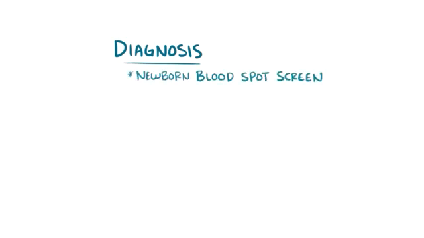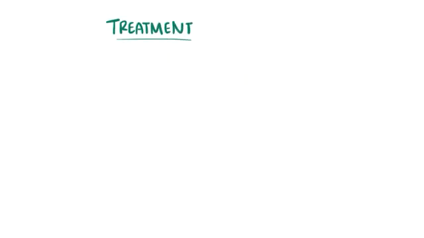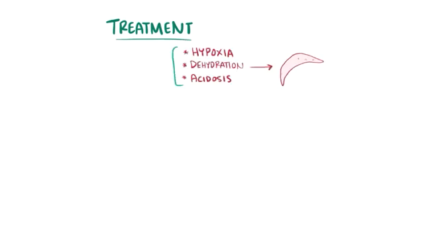Given all of these symptoms, it's important to diagnose sickle cell as early as possible, so it's included in the newborn blood spot screen in some countries, and can also be identified with a blood smear looking for sickled cells or by identifying HbS using protein electrophoresis. The factors that cause red blood cells to sickle, which are hypoxia, dehydration, and/or acidosis, can be improved with oxygen and fluids, which are mainstays of treatment.